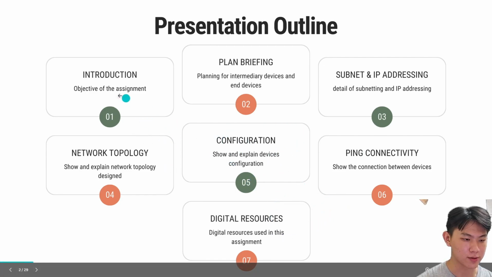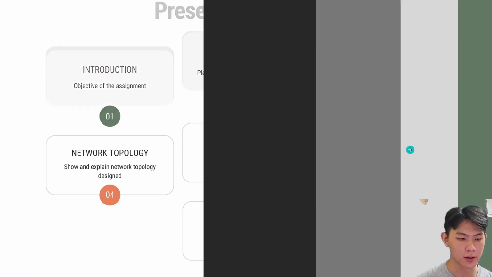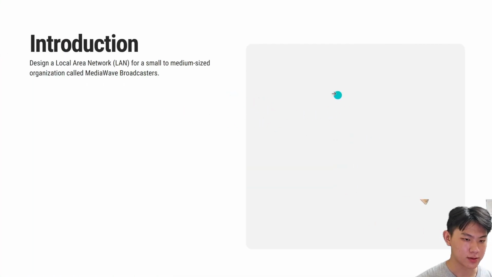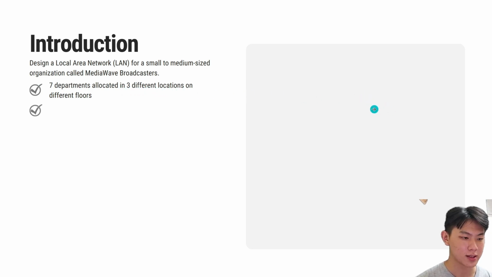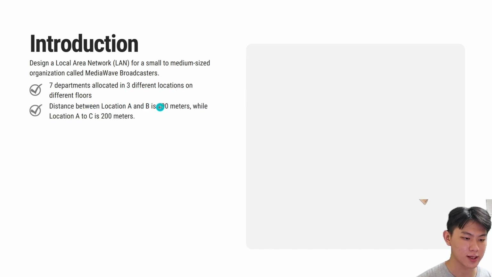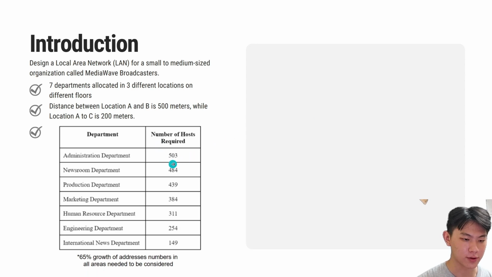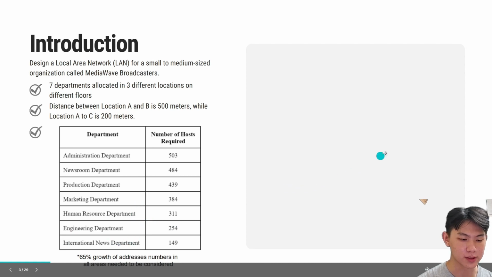And now I will talk about the first topic, which is the introduction of the assignment. The main objective of this assignment is to design a local area network for a small to medium-sized organization called Media Wave Broadcaster. There are several key points that we need to take note of. The first one is that there are 7 departments allocated in 3 different locations on different floors. The second point is that the distance between location A and B is 500 meters, while location A to C is 200 meters. This table indicates the number of hosts required by each of the departments, and 65% of growth needs to be considered.